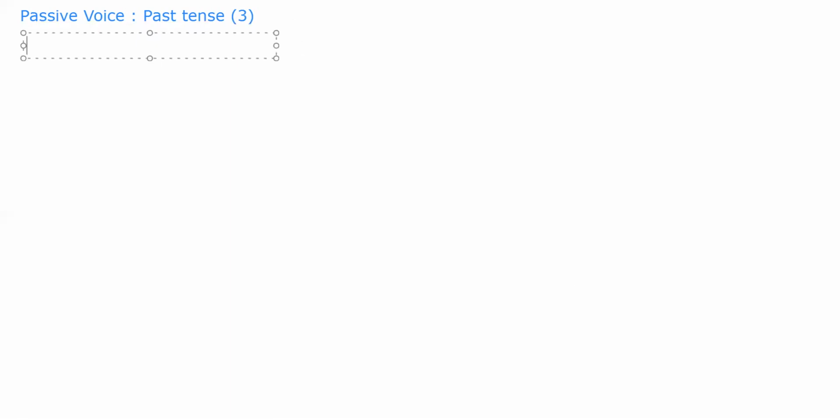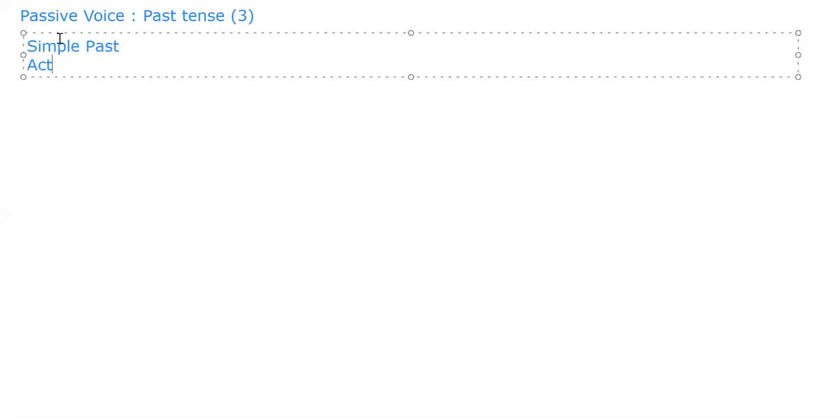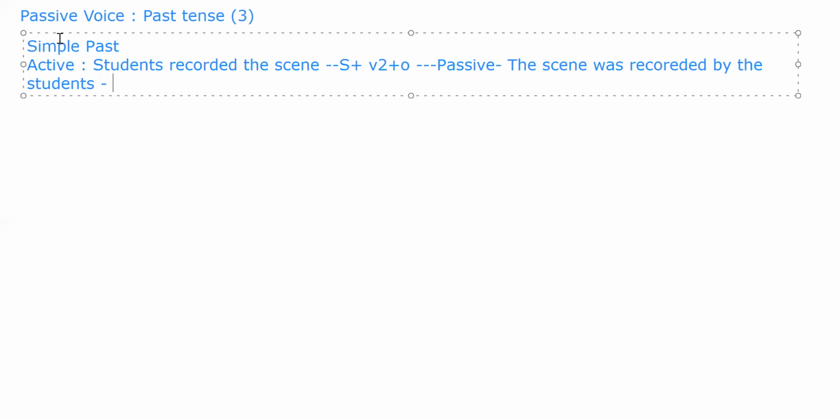So let's move quickly. Okay, so here we have simple past, and then we have the active voice. Students recorded the scene. It shows that subject plus verb second form plus object is what the active voice of simple past tense takes. Once we convert it into the passive voice, the object is given the main importance. So, the scene was recorded by the students.